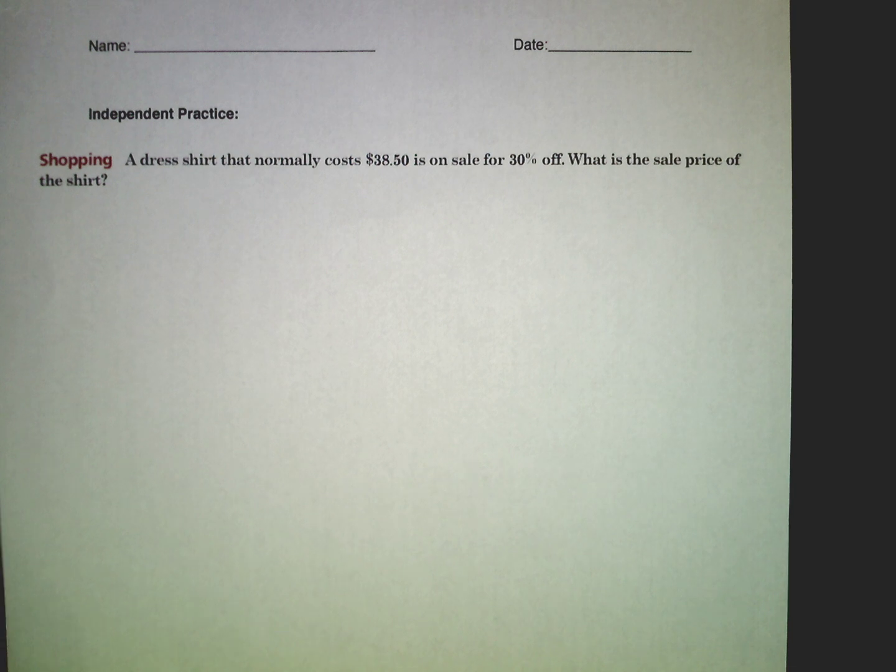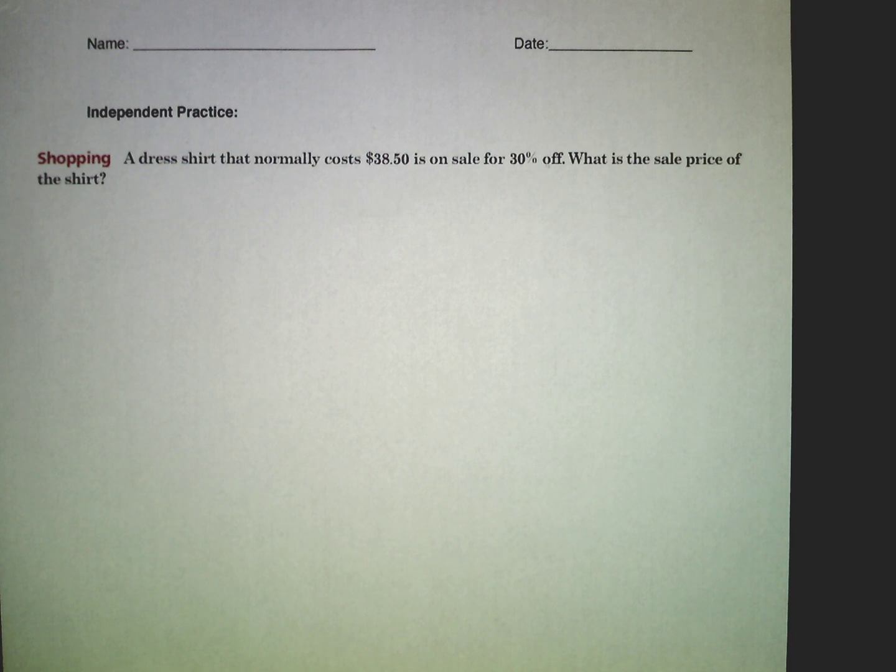Okay, we're back with percents. So I'm going to relate this to myself, and maybe other people will understand. I've been doing a lot of online shopping, and we know all of us have been.